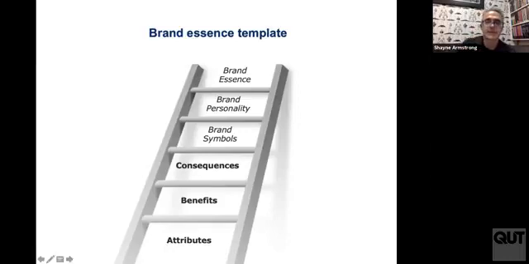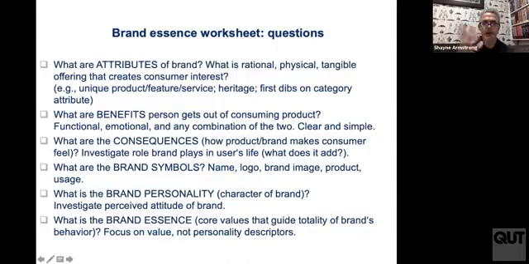Our consequences are the feelings associated with the brand, and I guess the feelings associated with the benefits that it provides. What are the common brand symbols we associate with it, and what's the brand personality? Some words to describe the brand personality, and then see if there's a clear through line that drills down to all of this. There's a worksheet question. So what are the attributes of the brand?